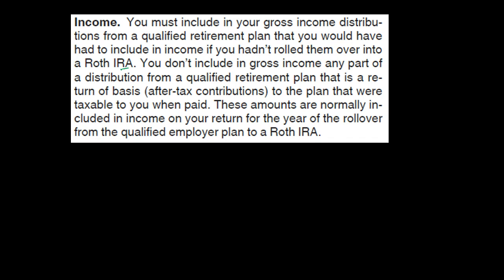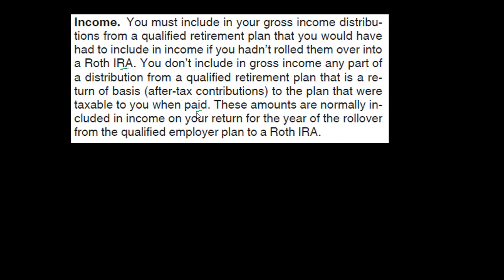Back to the text. You don't include in gross income any part of the distribution from a qualified retirement plan that is a return of basis, after-tax contributions to the plan that were taxable to you when paid. So remember, when we think about the traditional type of plans, there could be part of the money that was put into it where we didn't get a tax benefit at the point in time it was contributed. And we could have some of the money that was put into it where we did get a tax benefit when we put it in, meaning we paid less taxes by not including it in income at the point in time we put it in, and therefore the plan is that when we take it out, we would have to pay taxes on it.